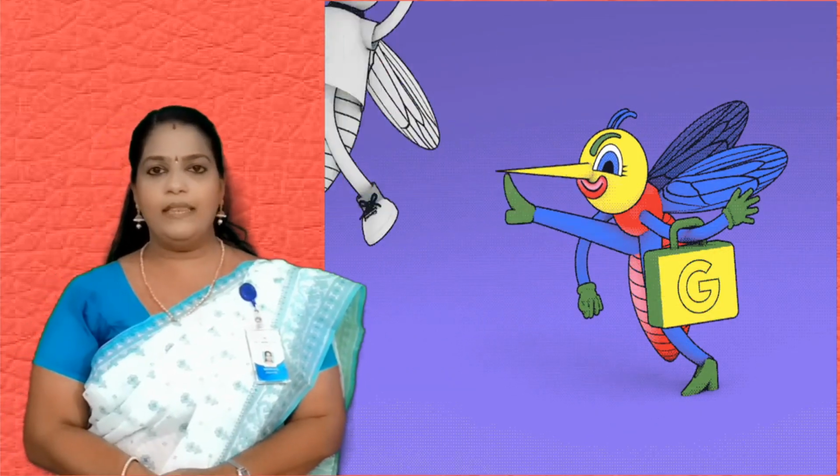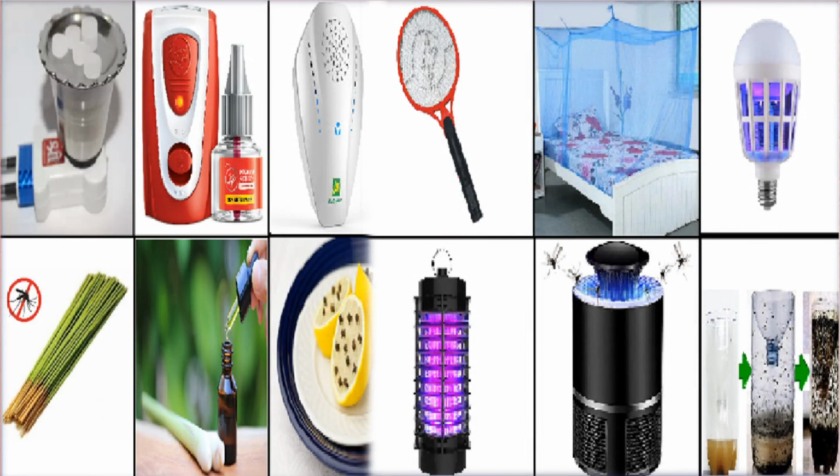Now let's see some methods to eradicate mosquitoes. We can eradicate mosquitoes by using mosquito nets and mosquito repellents, that means various products which repel mosquitoes. Nowadays we commonly use natural repellents like neem oil and camphor, and artificial products like Good Night, etc. All these are known as repellents. Then keep our premises clean and neat so that mosquitoes can't breed their population.